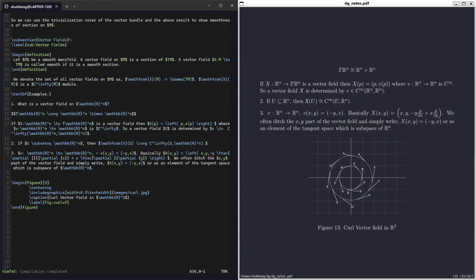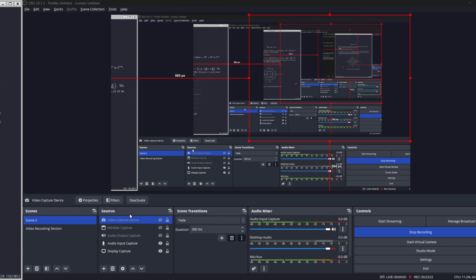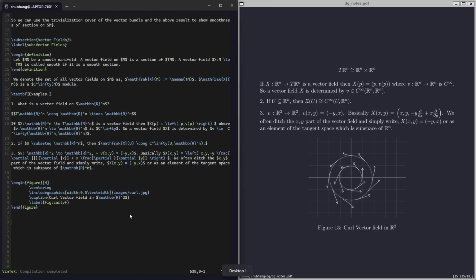R2 to R2, right? This is sort of cool. I mean, yeah. This is the sort of cool vector field.